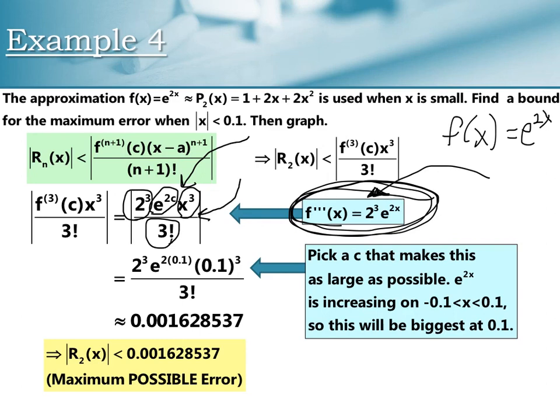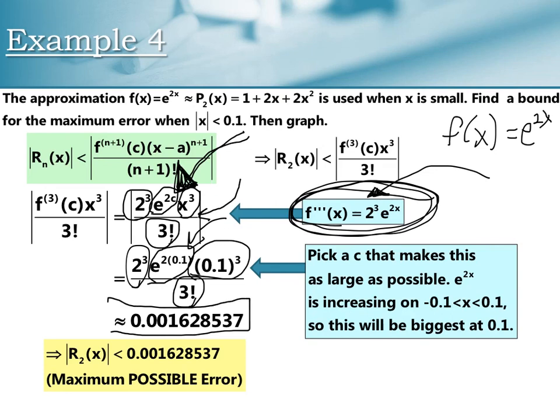And the way I'm going to make e to the 2c as big as possible for any c value between negative 0.1 and 0.1 is I'm going to plug 0.1 in there. And that's what you can see happening right there. So I've got 2 cubed e to the 2 times 0.1 times 0.1 to the third over 3 factorial. Run that through your calculator, and that's an upper bound for the amount of truncation error we have on our interval when we're using the degree 2 Taylor polynomial to approximate e to the 2x. So that works out to about 0.0016.